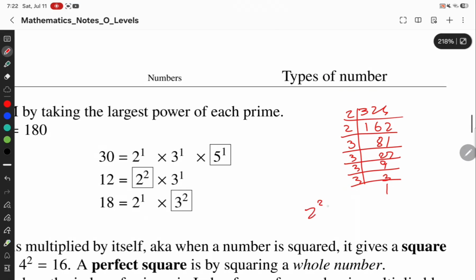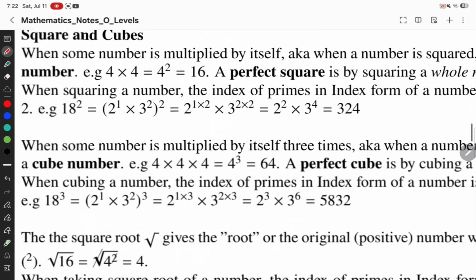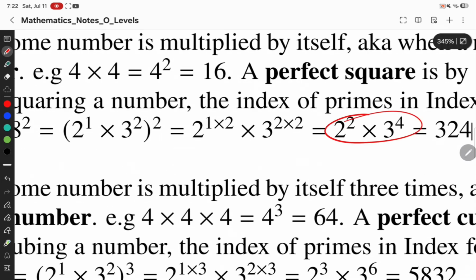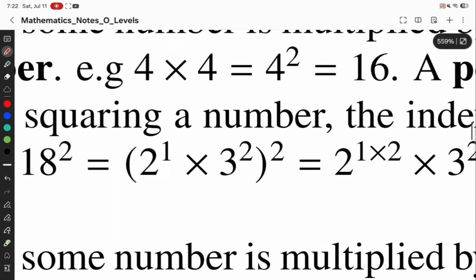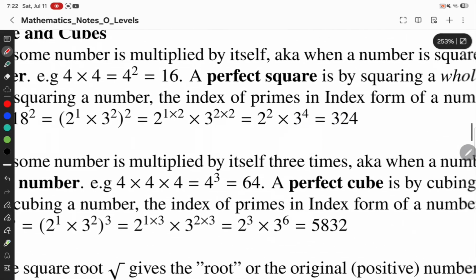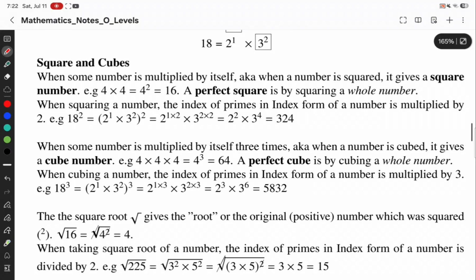So you get 2 squared times 3 to the 4th power, and you can see that we derive this. If we square this, then we observe that the powers are multiplied. You can do this for any number you want. This is the observation we see. Later on, when you do indices, you will understand this a lot better. Why this works, for now, keep this at the back of your mind.